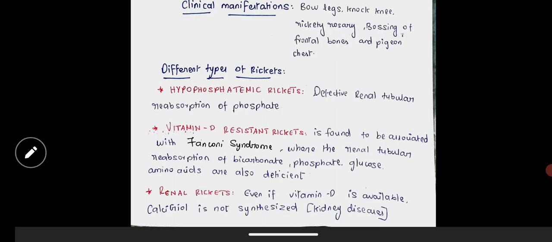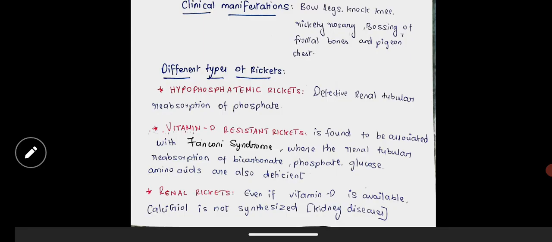So defective renal tubular reabsorption of phosphate. Simple. So renal tubular reabsorption of phosphate decreases. Defective means it decreases, and because of that the rickets is happening. That is nothing but hypophosphatemic rickets. Vitamin D resistant rickets is found to be associated with Fanconi syndrome, where the renal tubular reabsorption of bicarbonate, phosphate, glucose, and amino acids is also deficient. So there is no difference from hypophosphatemic, except hypophosphatemic is related only to phosphate, while vitamin D resistant involves reabsorption of bicarbonate, glucose, and amino acids as well.